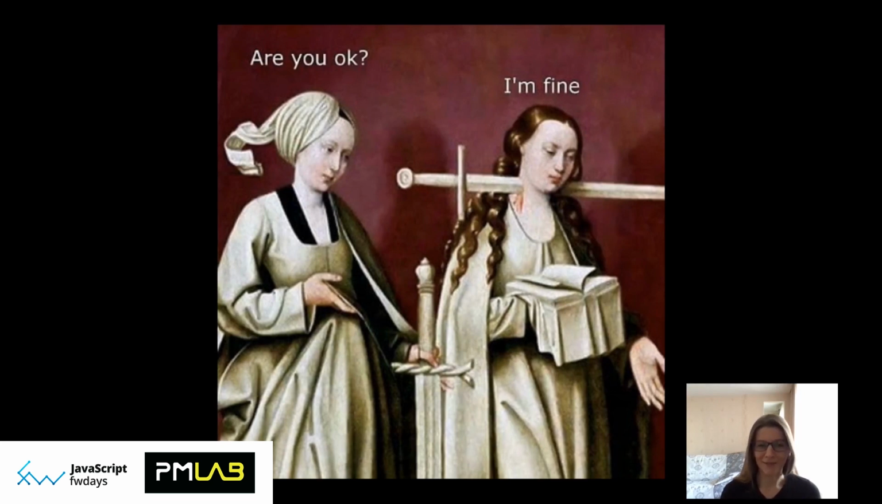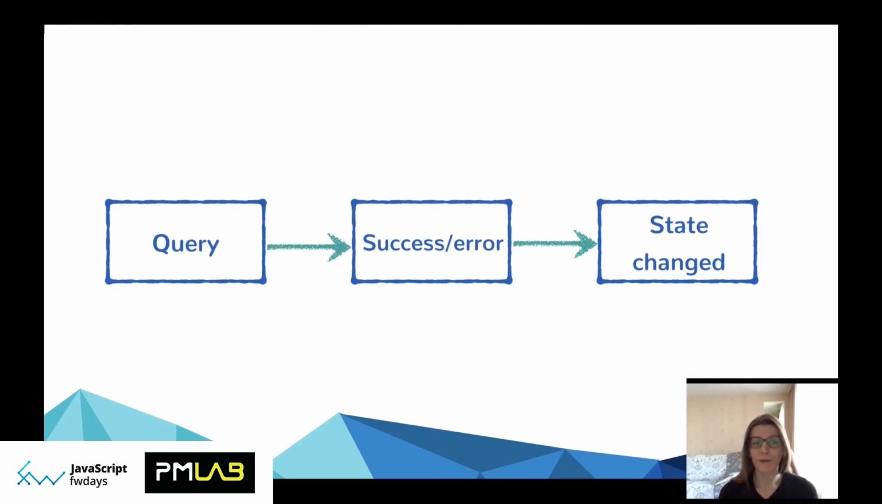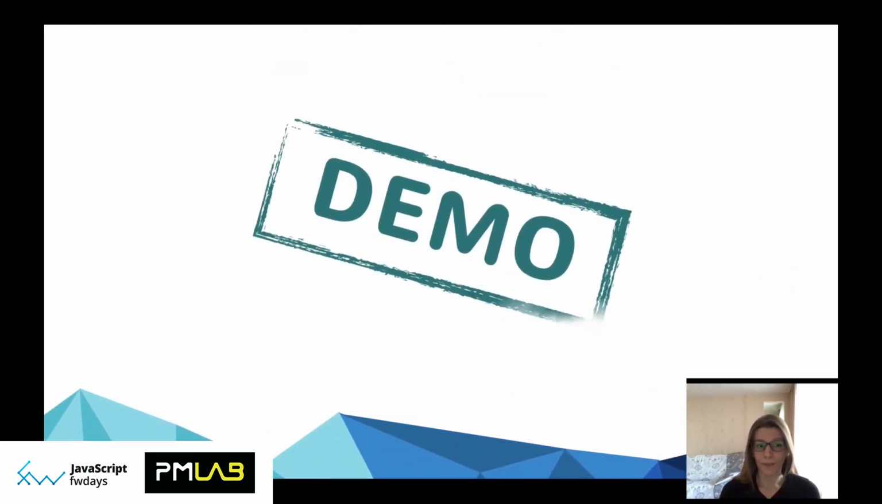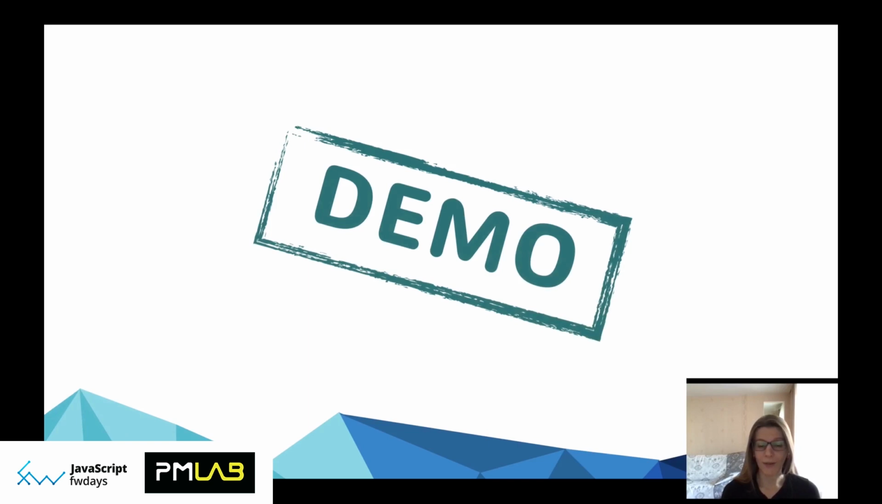This is fine. It's still good because you can control every single step of this process. But could we do this more easily? In fact, yes. With Apollo client, we are just querying an API, we have a success or error, and then the state changes. And these two things are done for you automatically with Apollo client. Let's take a look at how this is implemented in a real-life application so you're aware of how to use Apollo client.